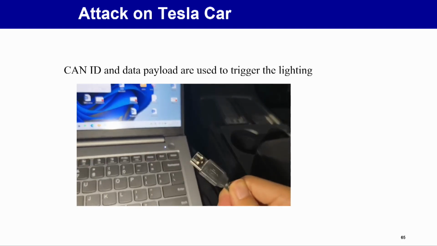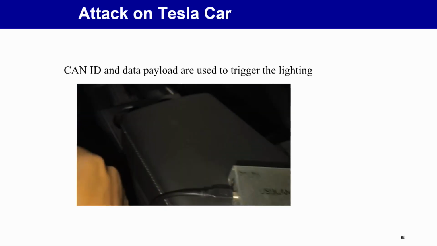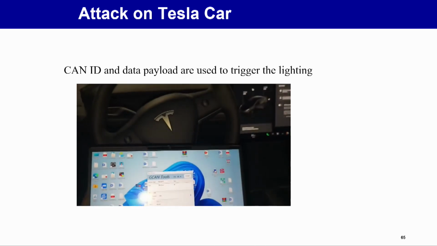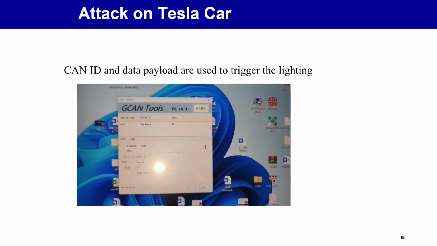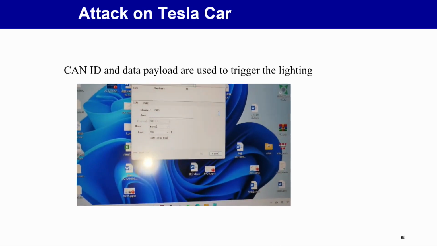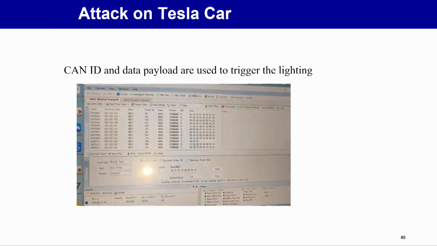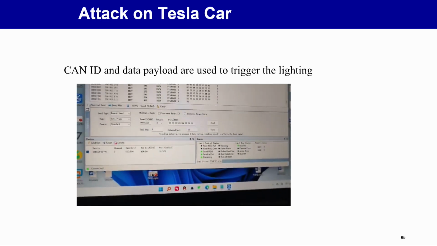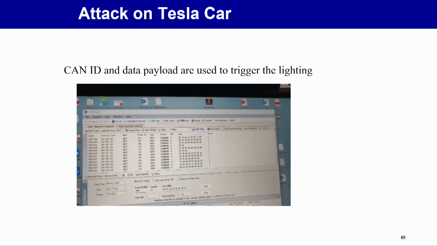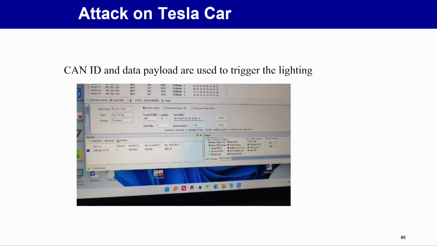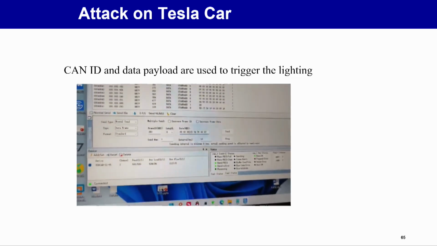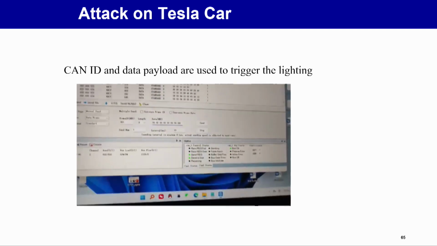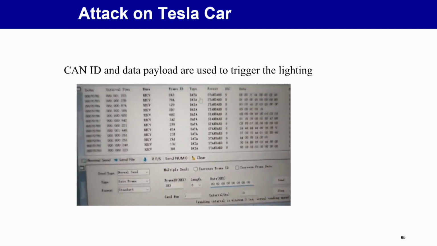And here is the USB we used to connect the laptop and this device. And here is the software we use to read the messages from the CAN bus. Now we can see there are so many messages. I pasted some of them in the slide before. Try to do some attacks. I can control many things, and now I show you I can change the light. And here is the message which can control the light from the CAN bus.